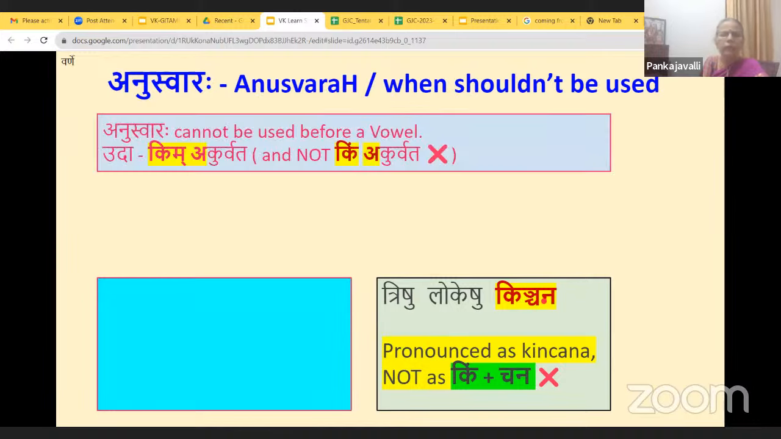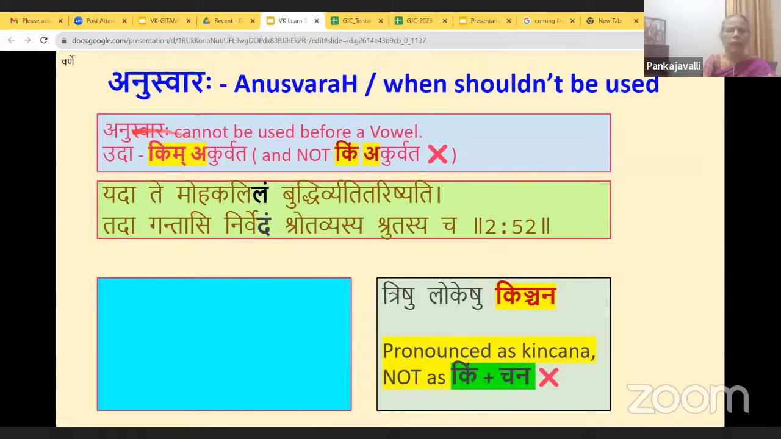Then, see, whenever there is an anuswara before a vowel, Kim akurvata. You cannot say kim akurvata with an anuswara. It is wrong. You cannot write like this. Kim akurvata is correct. The full makara should be there. You cannot have an anuswara in front of a vowel.